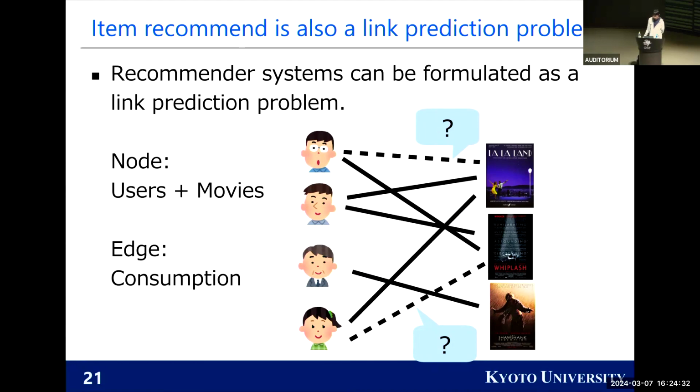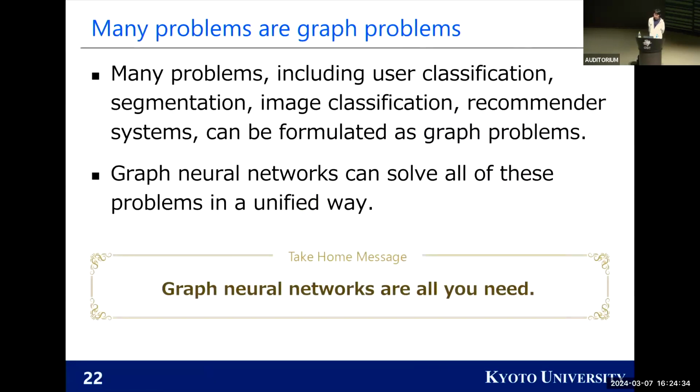So far we have seen many examples that can be formulated as graph problems, like user classification, segmentation, image classification, and recommender systems, and we can also define text problems like post tagging and text classification as graph problems. So such flexibility and generality is a very important point to consider for graph neural networks and graph-related problems. And the important point is that graph neural networks can solve all of these problems in a unified way.